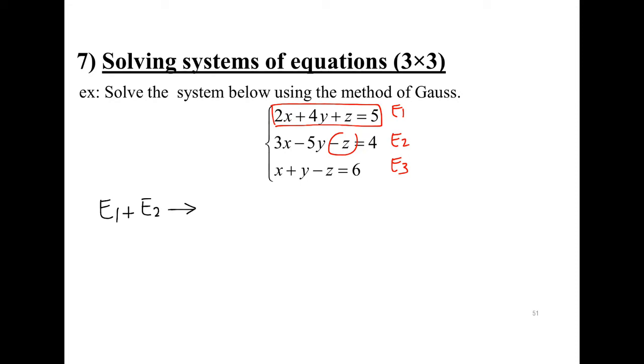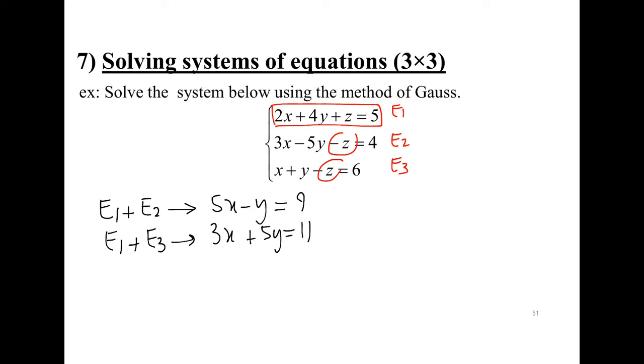So E1 plus E2 gives me 5x minus y equal to 9. Similarly, I eliminate the same variable in E3 using E1, the fixed equation as well. So that's E1 plus E3, which is 3x plus 5y equal to 11. So as you can see, up to this point, it's similar to the elimination method.